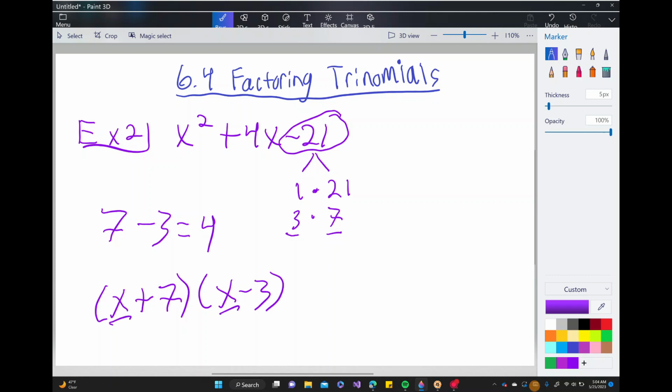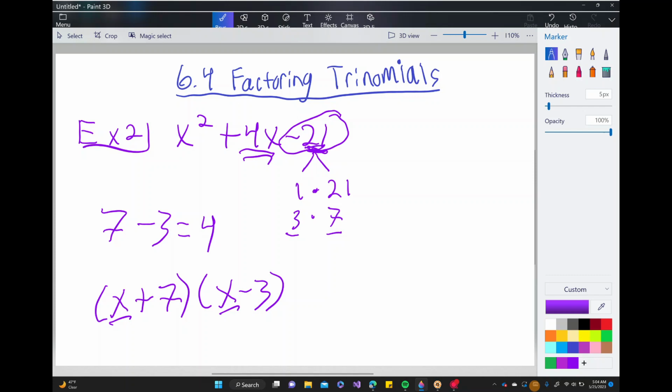It's still x and x, and I'll give you a hint. Every single question, whatever the variable is, you will just have one of each at the start of each group, okay? All we're worried about is finding numbers that multiply to this last term here, and we'll add or subtract to that middle term there, okay?